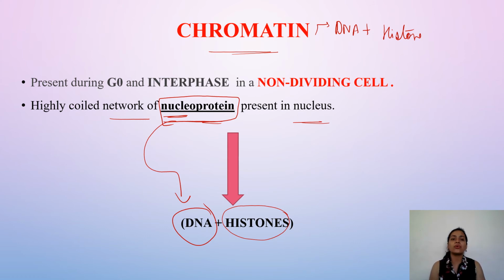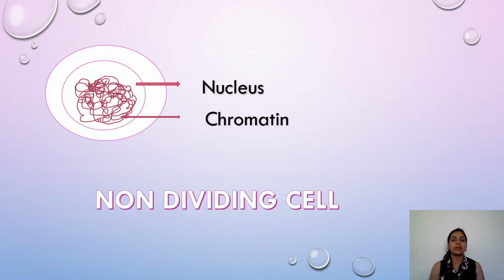Now a very important point: see here, chromatin is generally found in the cell during the G0 phase and the interphase of the non-dividing cell. Very important, in a non-dividing cell. We can see the diagram here. This is a non-dividing cell, a cell which right now is in the G0 phase, that is the quiescent phase when the cell is not dividing, or the interphase.